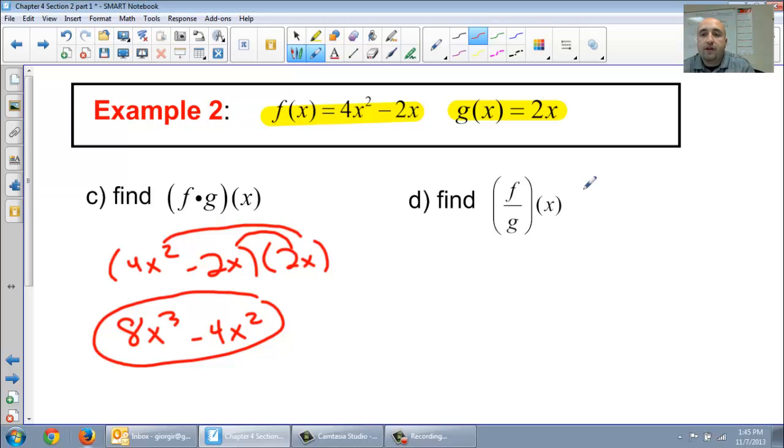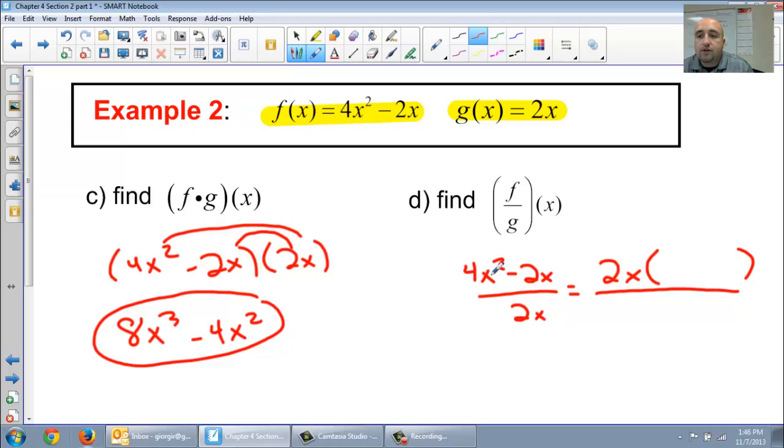Next one, f divided by g. So I have 4x squared minus 2x all over 2x. So I said in the last problem, when you're dividing, you should always think about factoring. If you notice the top, I can take out a 2 and I can take out an x. So 4 divided by 2 is 2. I had 2 x's, I took one out, I have 1 left over. Minus 2x, I took out a 2x, so I have a minus 1 left over.